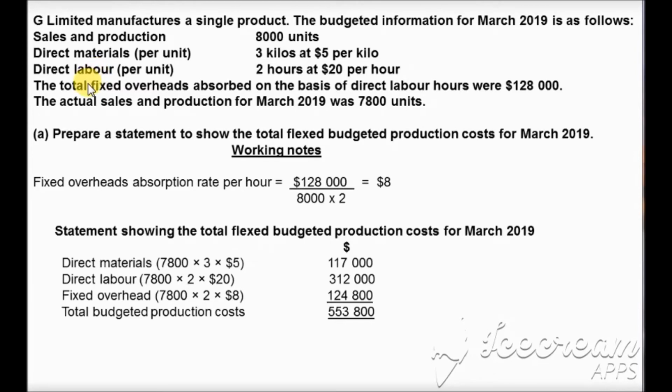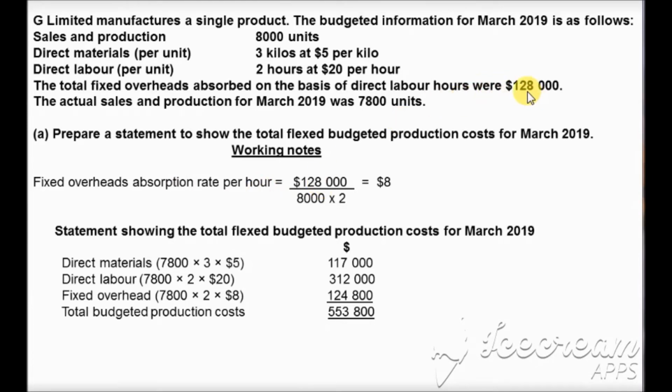However, for overhead, it is given as the total fixed overhead cost, which is absorbed on the basis of direct labor hours. So we need to find the overhead absorption rate, as fixed overheads do not depend on production. They remain fixed for a period of time. So this is allocated on the basis of OAR, that is the overhead absorption rate.